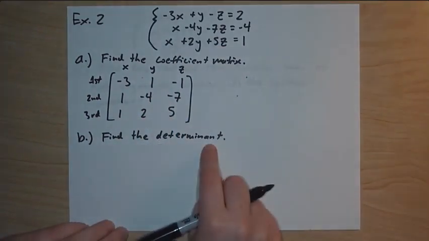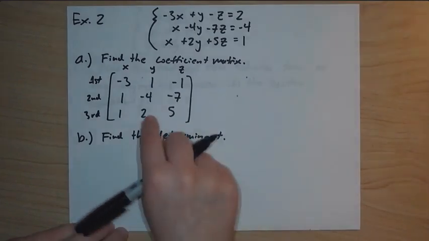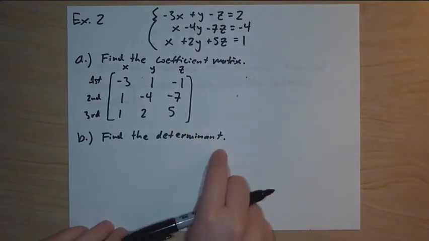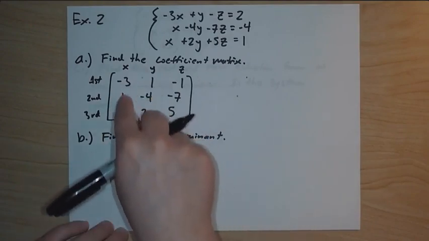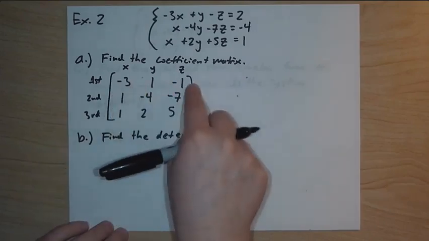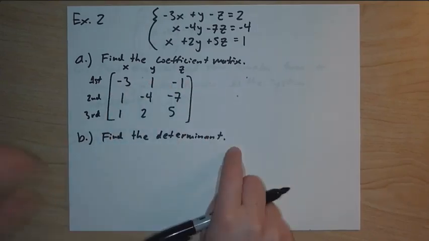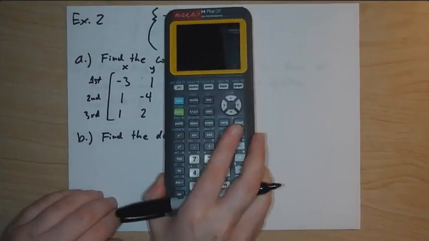For part B, it asks us to find the determinant. This is larger than a 2 by 2 matrix, so even though it is in fact a square matrix, when you have the same rows and the same columns, so you have a 3 by 3, it will be a little bit more difficult to find it algebraically, so we're going to use our calculator.